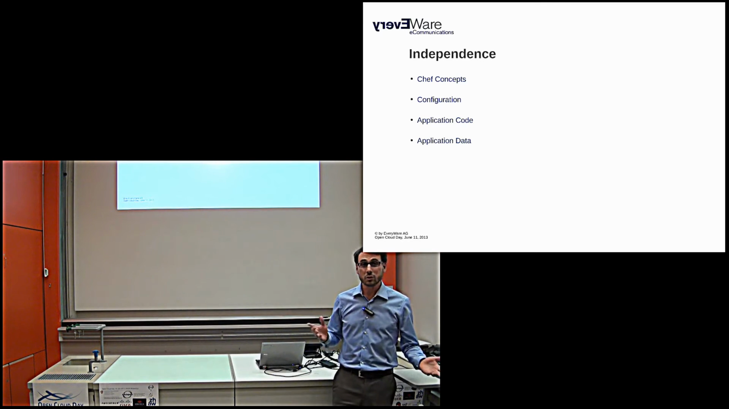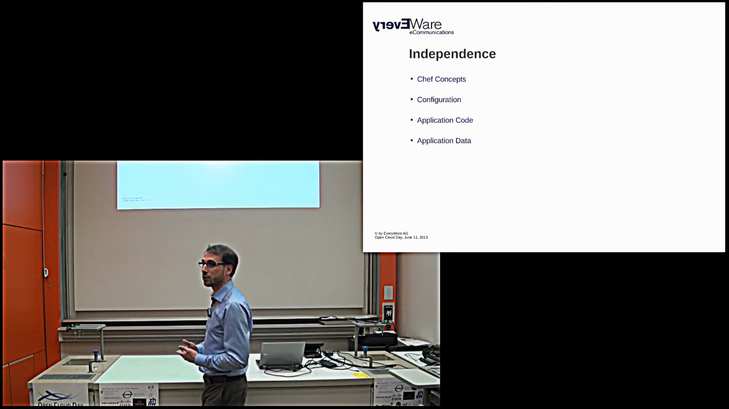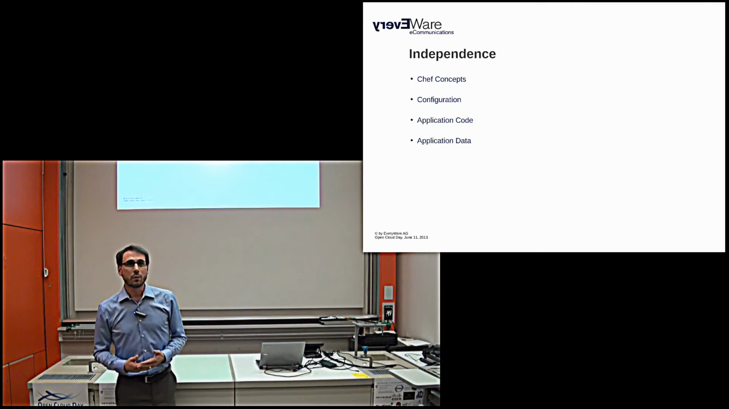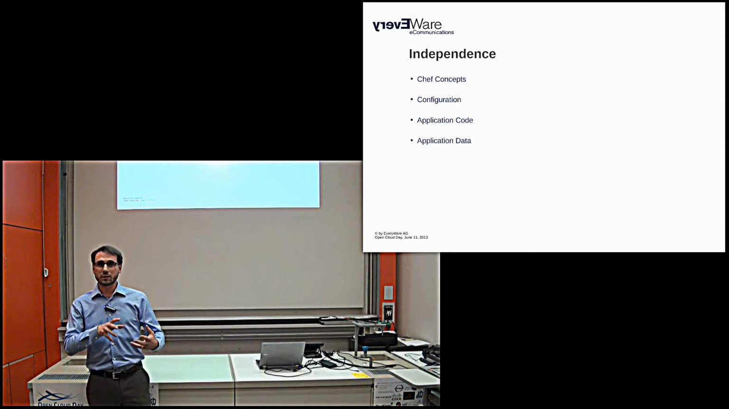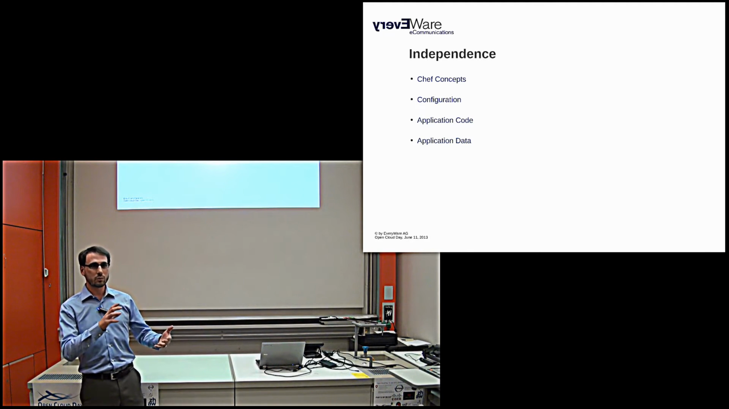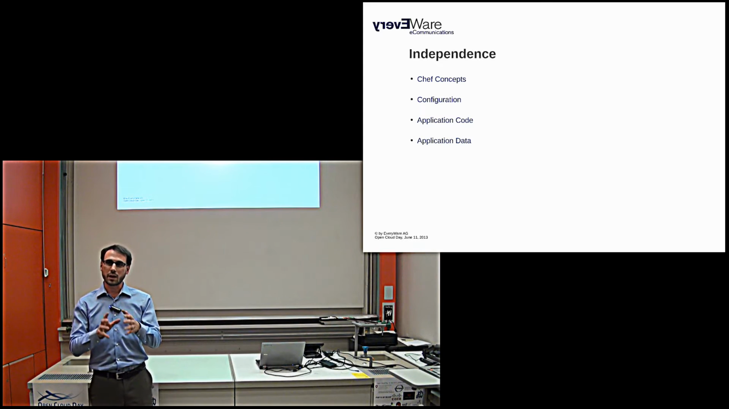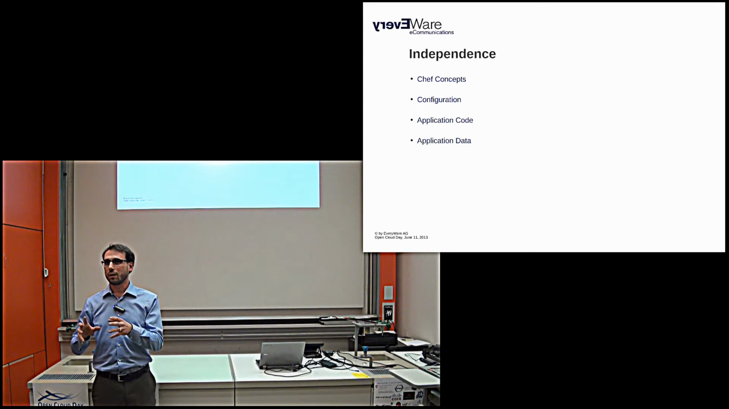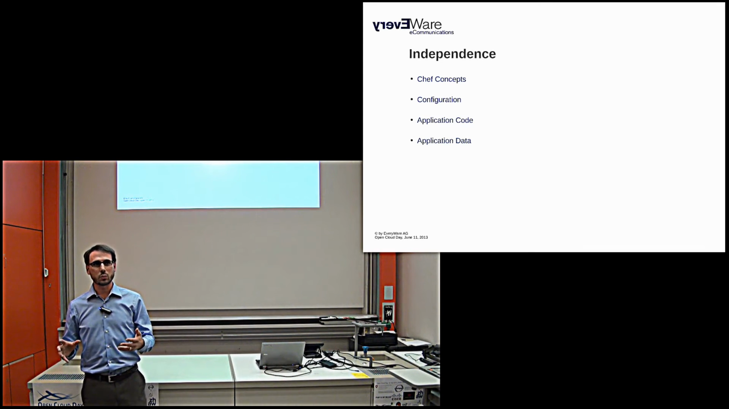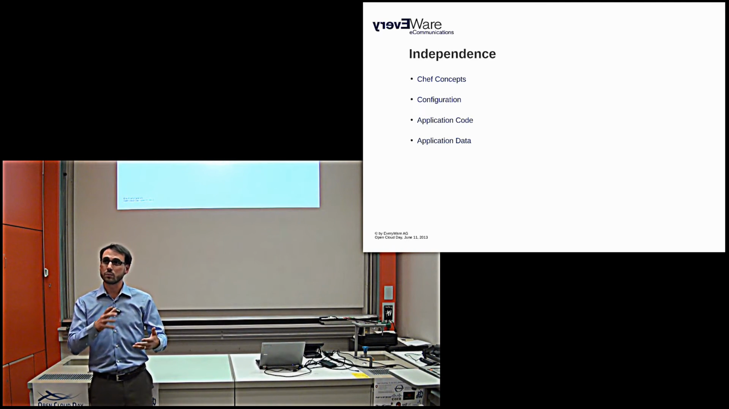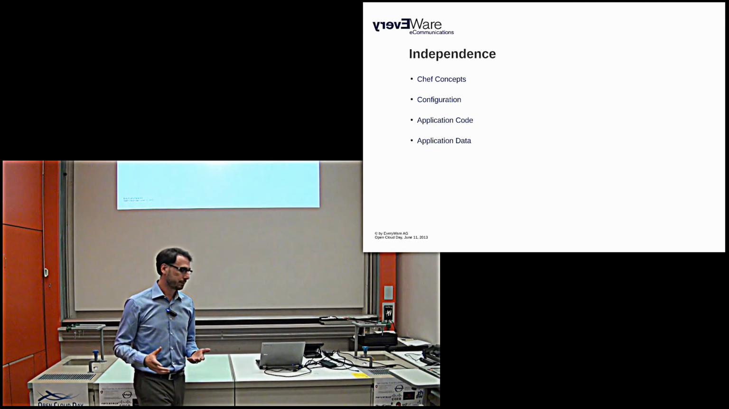All right, let's talk about how we can use Chef to achieve this independence. What we want to do is talk about the concepts, take Chef apart, look at what the different pieces are, and then use that to write some configuration and see what it actually looks like. And once we have the configuration separated, we make sure we keep the application code and the application data separate as well, so we can then deploy them to the cloud to scale.